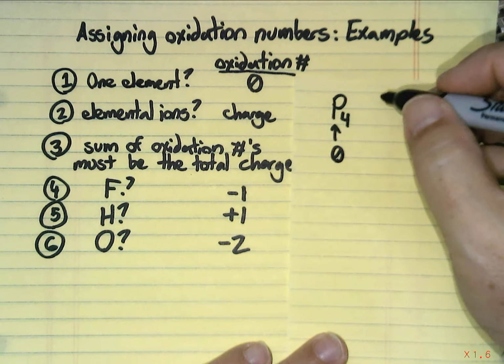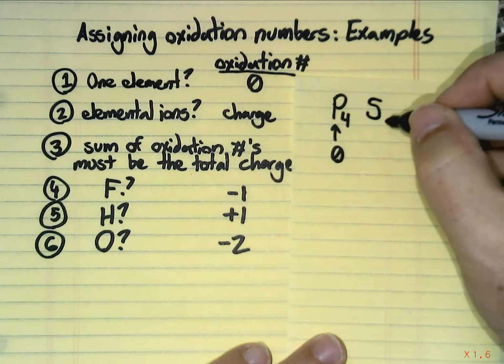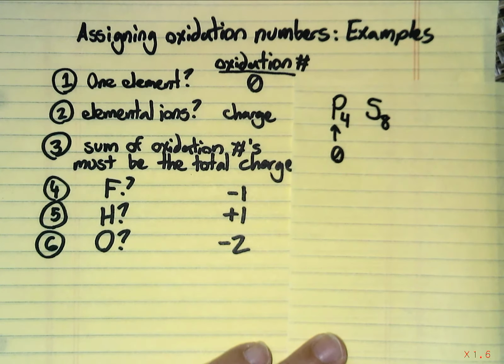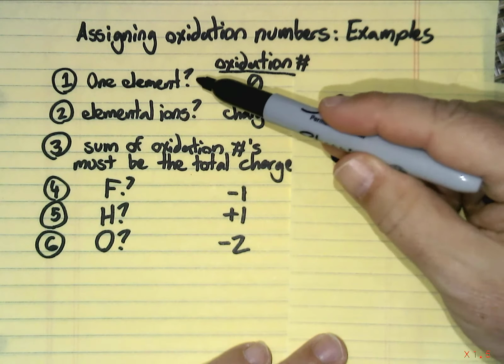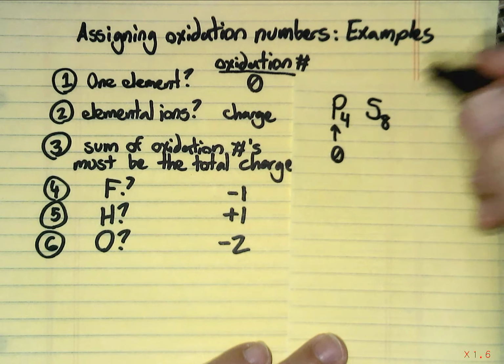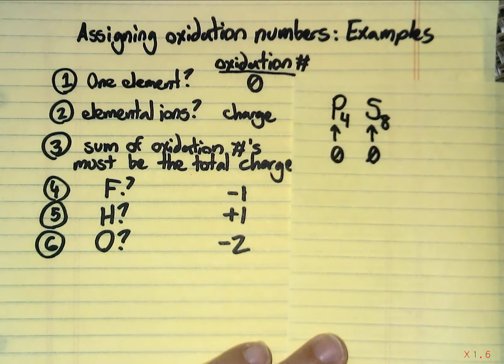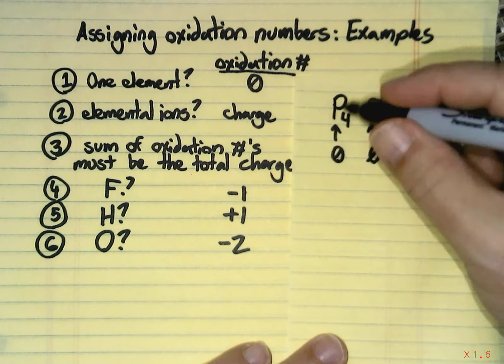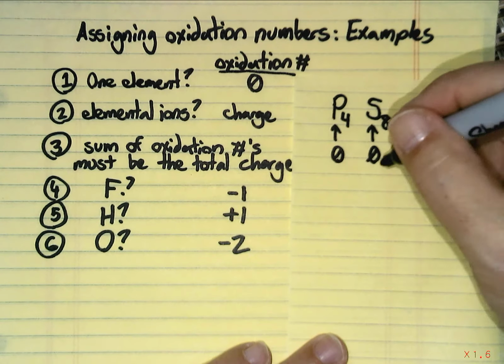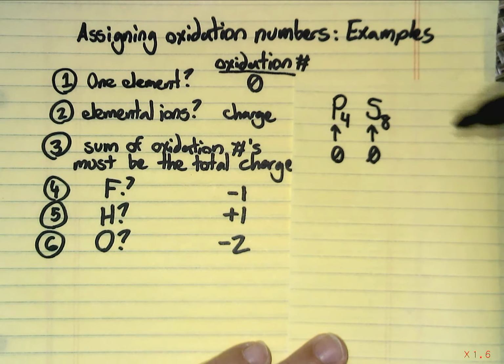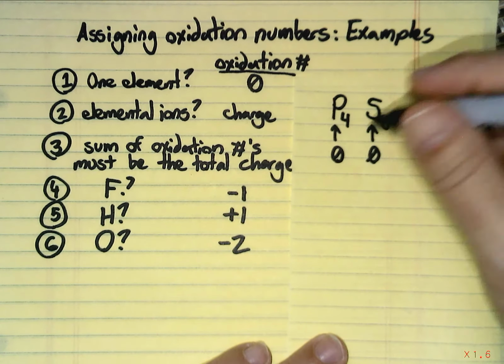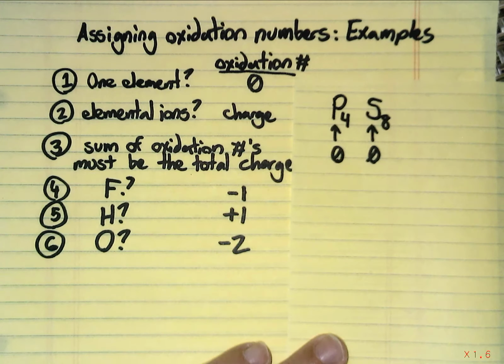Okay? So what if I've got sulfur, which comes in little necklaces of 8 sulfur atoms? And I ask you, what's the oxidation number on each sulfur atom in there? Well, again, rule 1 tells me I've got only one element, so they're all going to have an oxidation number of 0. Now, when I write this, it isn't an oxidation number of 0 for the whole thing. It's an oxidation number of 0 for each atom that is in my formula. So all 8 of those have an oxidation number of 0. All 4 of these have an oxidation number of 0.